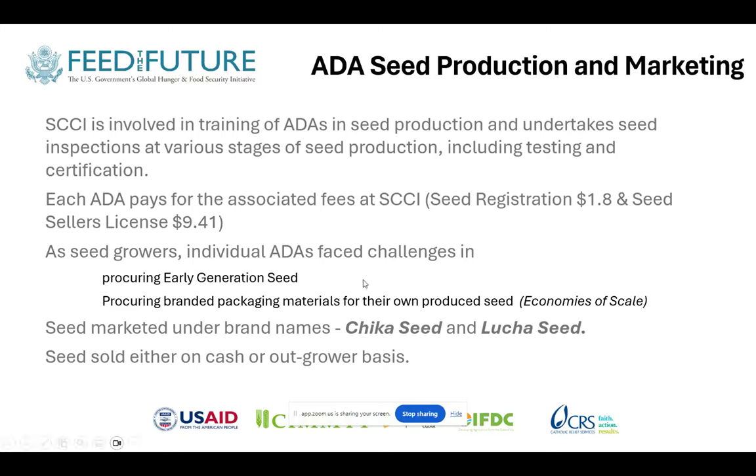As seed growers, they faced a challenge at one point in terms of procuring early generation seed because ZARI was not willing to be dealing with individual farmers; they were asking to be dealing with the farmers in a group. And also they had the challenge of procuring and accessing packaging materials. So they came together and formed two cooperatives. In Chipata, the cooperative is called the Chika Seed Growers Cooperative, and in Lundazi, it's called Lucha Seed Growers Cooperative. All the seed that they produce is marketed under the brand name of Chika Seed and Lucha Seed.